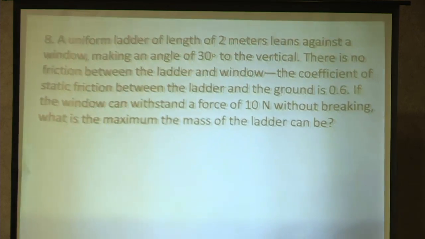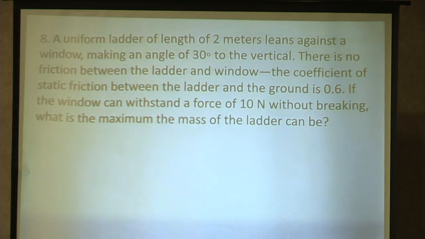So we're going to go to a more advanced problem, and I'm going to do my best to fit this all on one paper. Should be fine. Okay. So we have a uniform ladder of length 2 meters that is leaning against a window, and it makes an angle of 30 degrees to the vertical.